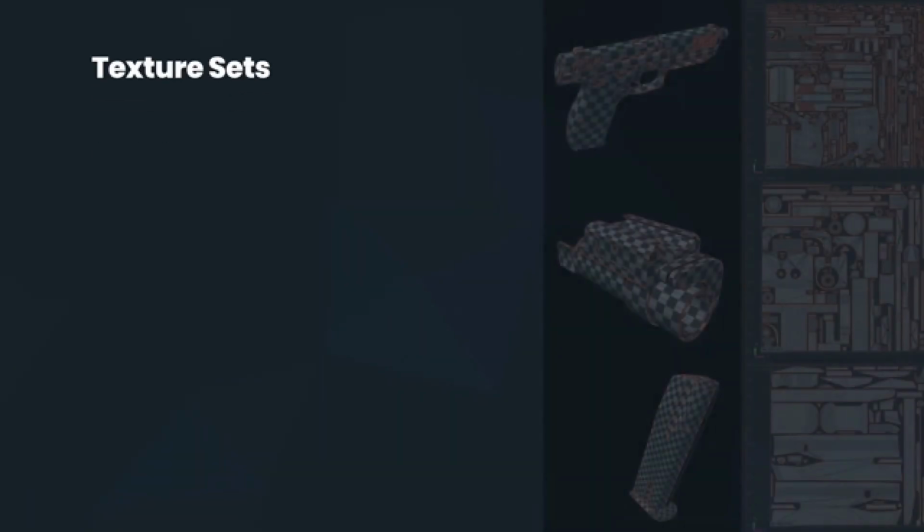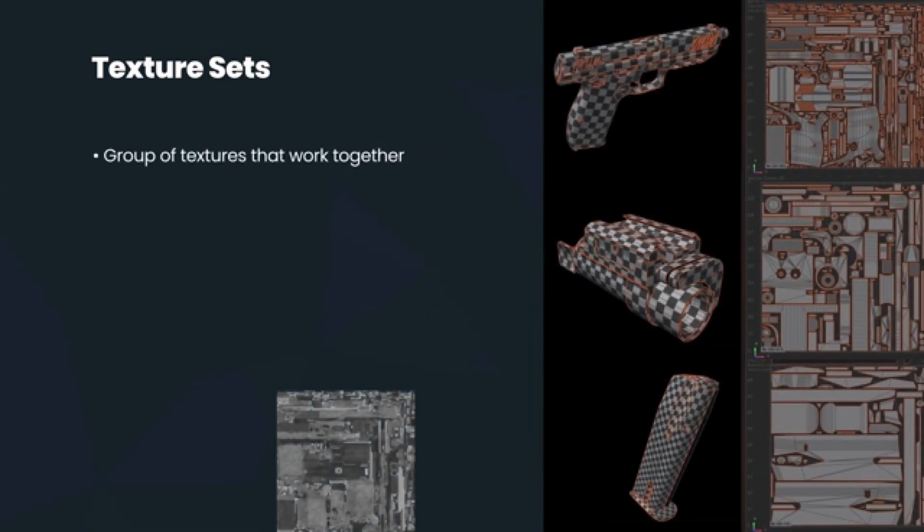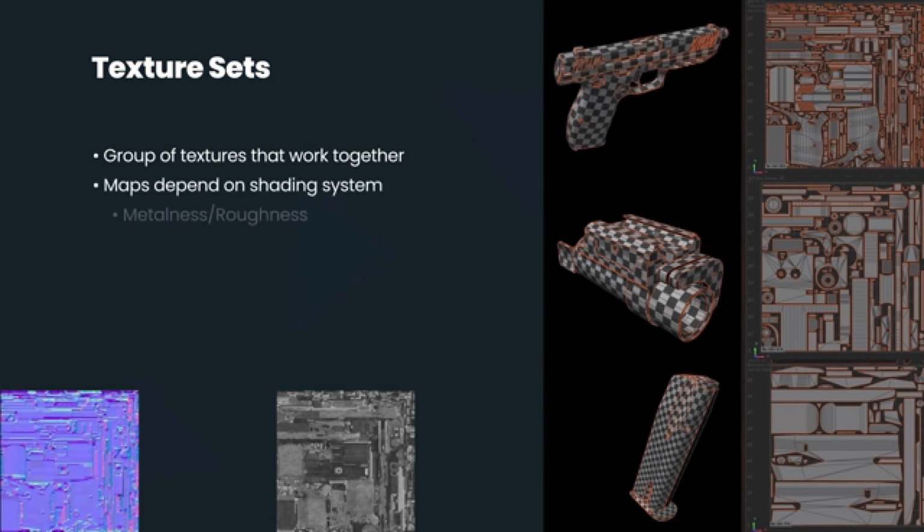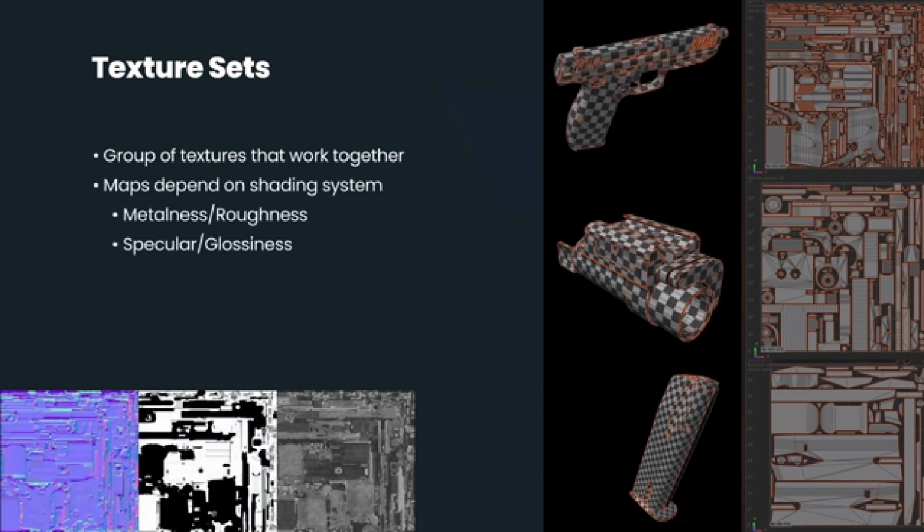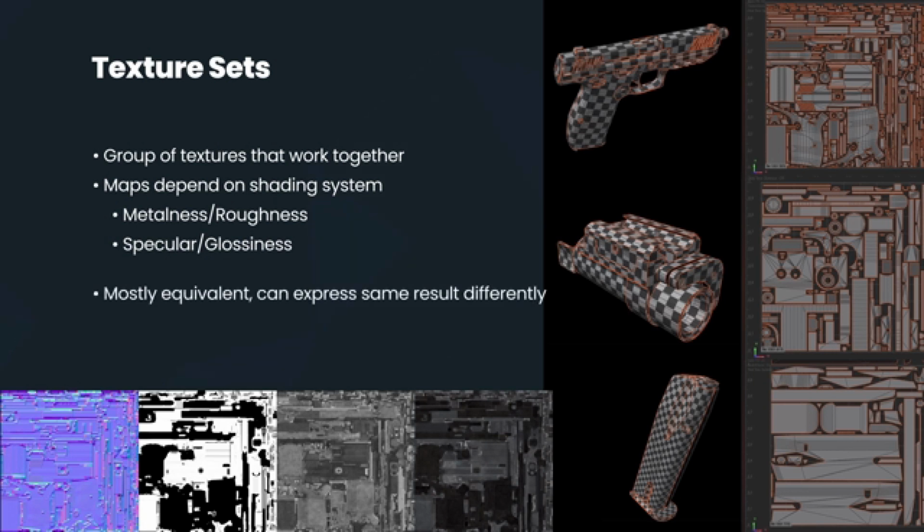Texture sets are groups of textures designed to work together in the same 3D element. In the past, a single color texture used to be enough, but with the advent of more complex shaders and physically based rendering, PBR for short, texture sets started to become the norm. While different shading systems require different maps, we can find a lot of common ground between them. Frequently used ones are the specular glossiness and metalness roughness workflows. They're nothing but different ways of expressing the same thing, and are mostly able to achieve very similar results.